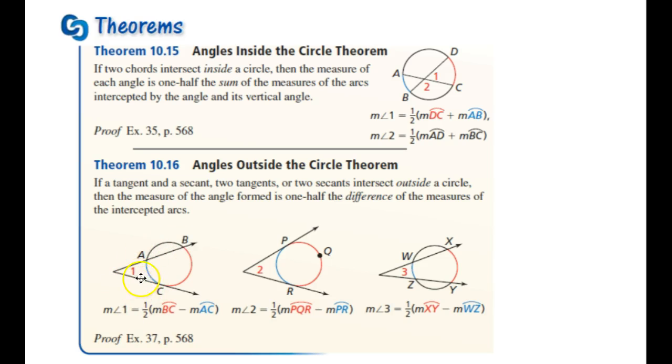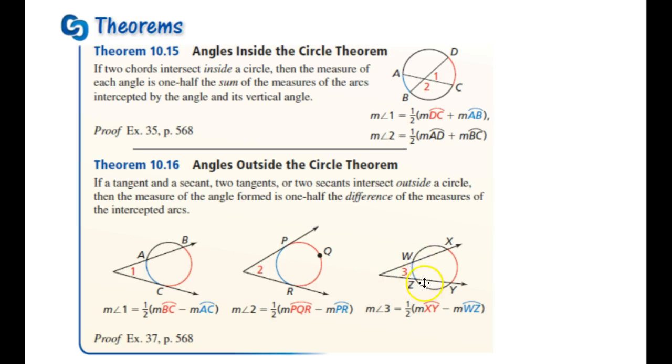So the measure of angle 1, I take the one that's furthest away from the angle, and I subtract the arc that's closer to the angle, and I divide by 2. The cool thing that you'll see is I do the same thing whether it's a tangent or a secant. So I take the furthest away arc, and I subtract the closer arc, and I divide it by 2 to help me find the measure of the angle that's outside of the circle.